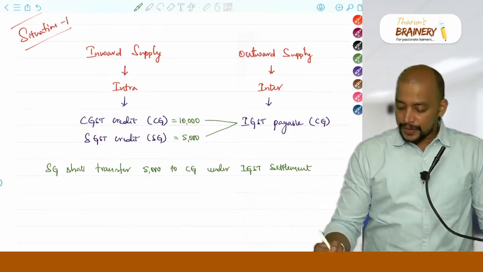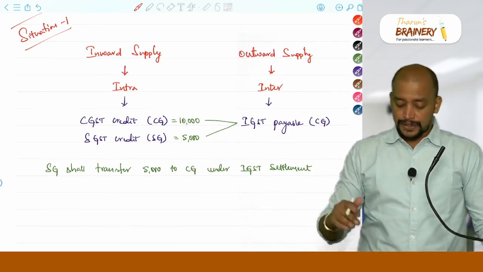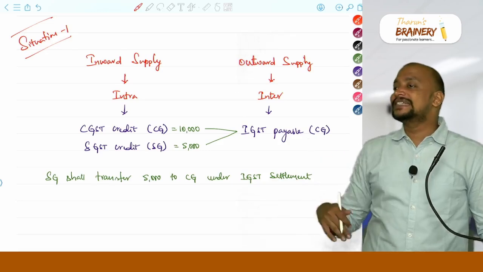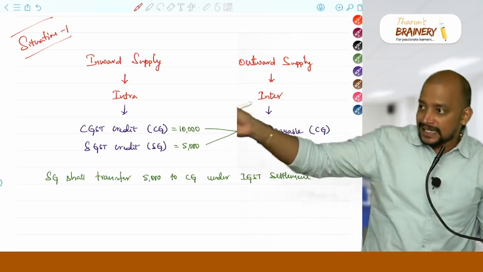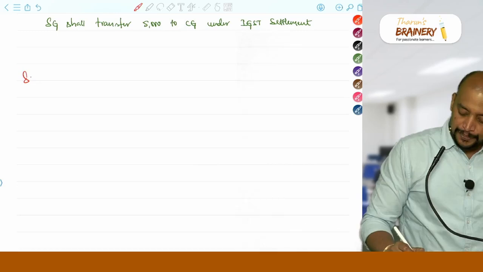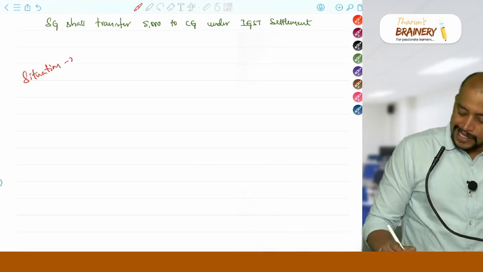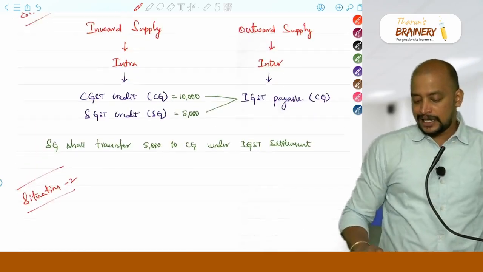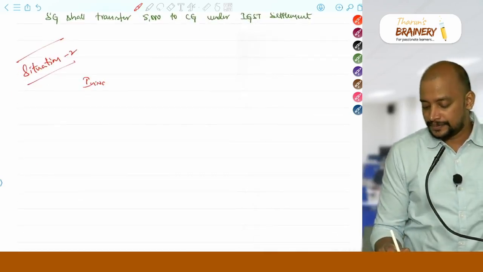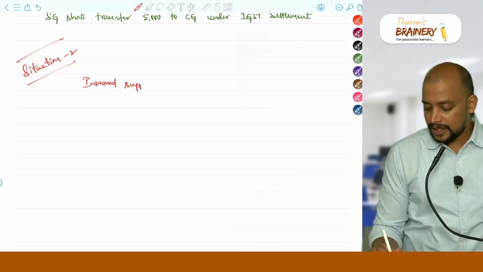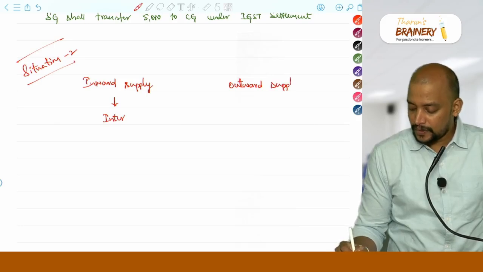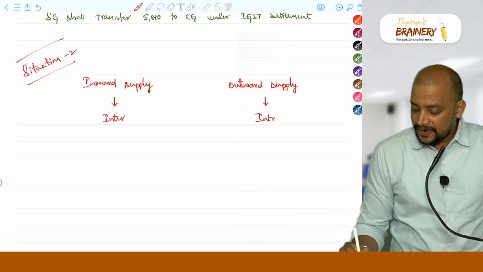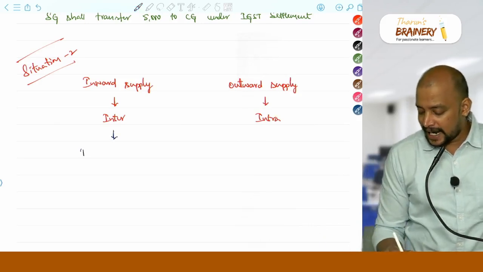Then another situation we will see. In this situation it is reversed. So what happens in the first situation? When we use SGST credit for payment of IGST liability, state government will transfer that much amount to the central government. Then situation 2. Situation 2 is reverse. With respect to my inward supply, it is inter. Inward supply is inter, whereas outward supply is intra.